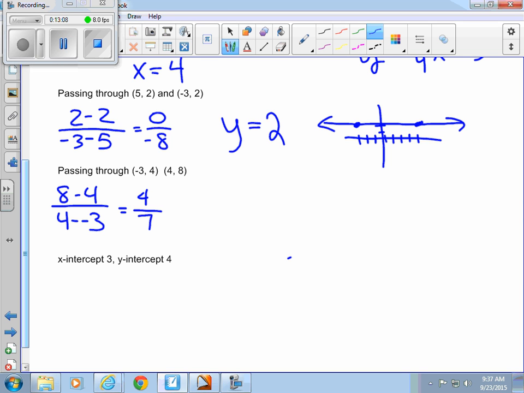What are two things I need to write an equation of a line? A slope and a point. Do I have a slope? Do I have a point? I have two of them. That's one of them, so I need them. I'm just going to pick one. It doesn't matter which one you pick. Now you could pick the other one. y minus y1 equals m times x minus x1.